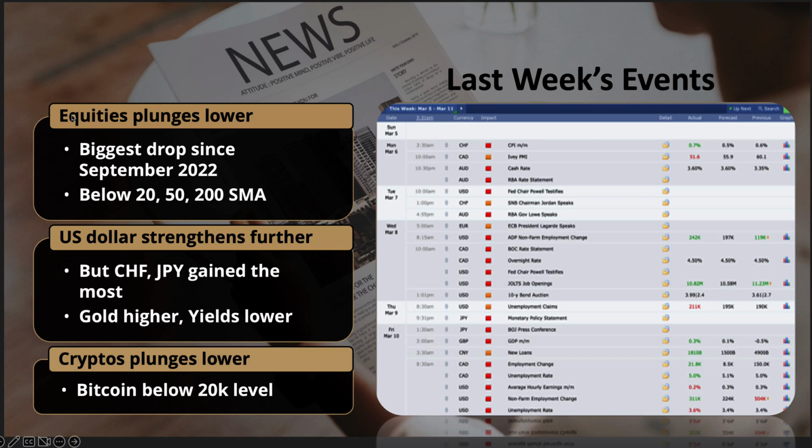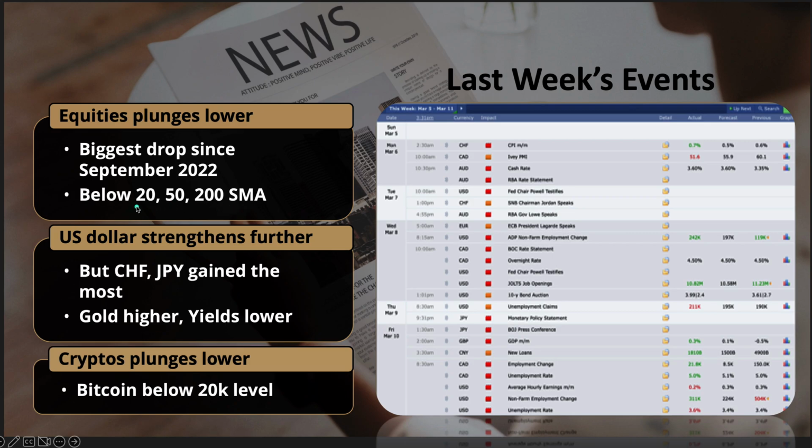So we are noticing some things changing across the board where everything is plunging lower. Equity markets did plunge lower. Look at the crypto markets, they did plunge lower below that 20K level. So those were big developments last week. And now the equity markets are below the 20, the 50, and the 200. This is, again, putting a lot of pressure on the equities. In the upcoming weeks, we could see markets struggle a little bit here as the momentum is turning a lot more bearish.